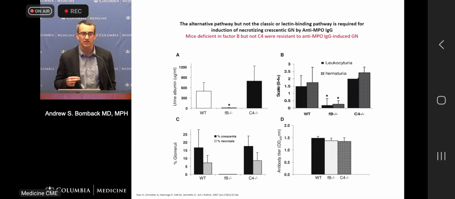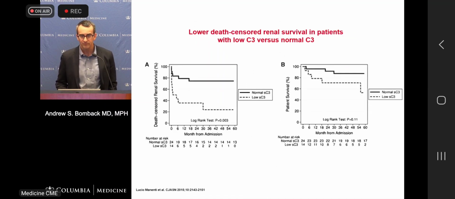So these knockout models clearly show that the alternative pathway is the key complement pathway involved in the pathogenesis of ANCA-associated glomerulonephritis. And if you knock out the classical and lectin pathways, the animals look no different than the wild-type animals. So we're really focusing on the alternative pathway as being involved in pathogenesis and in turn blocking those proteins if we're going to try to modulate the disease course.